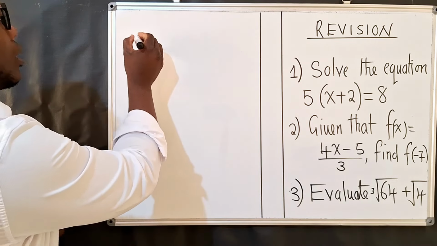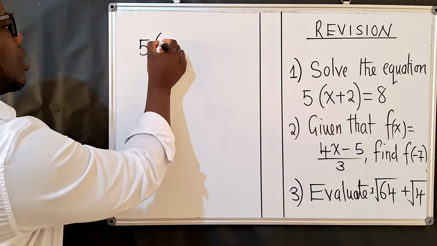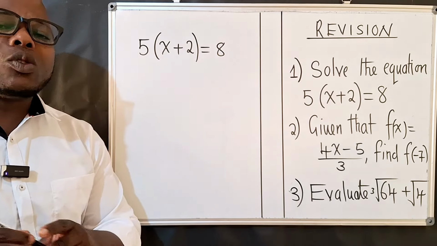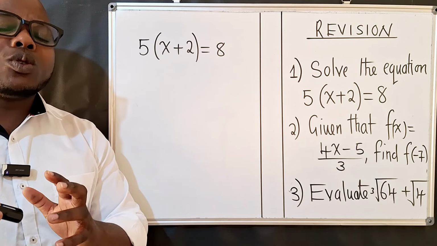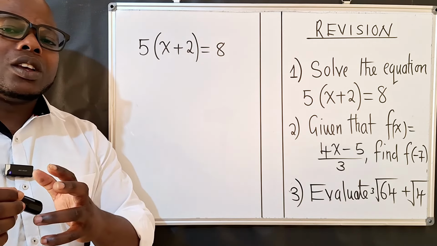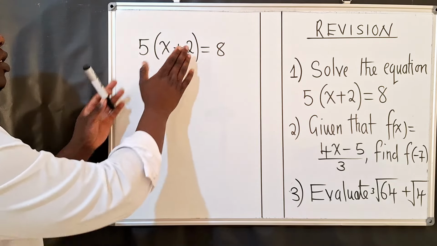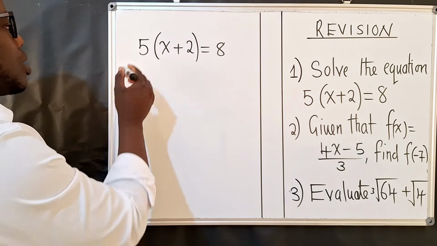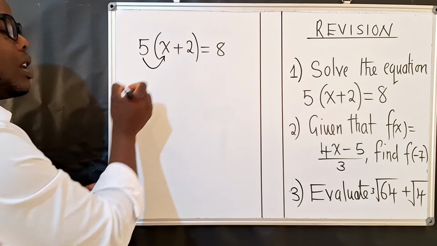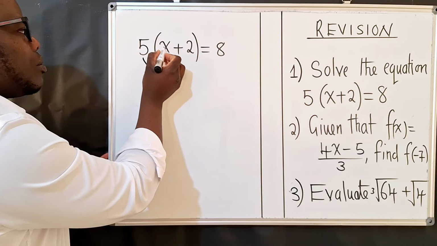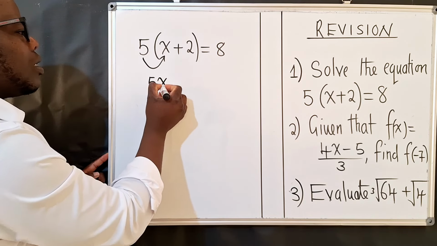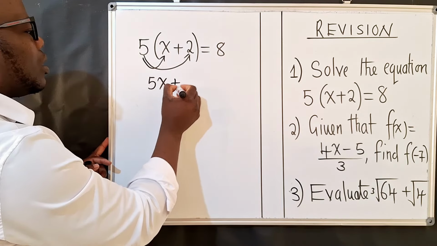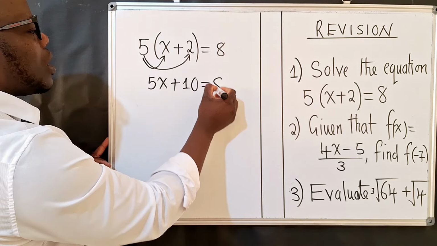So a question like this, when they say solve, this is what we have right here. The first thing will be to get rid of the brackets. Make sure you get rid of the brackets. And how do we get rid of the brackets? We don't just remove the brackets. There is a mathematical rule that we follow. So here, the number that is in front will be multiplied by the first term. So it will be 5 times x. That will give us 5x. And then the same multiplied by the second. 5 times 2, it will give us what? A 10, which is equal to 8.